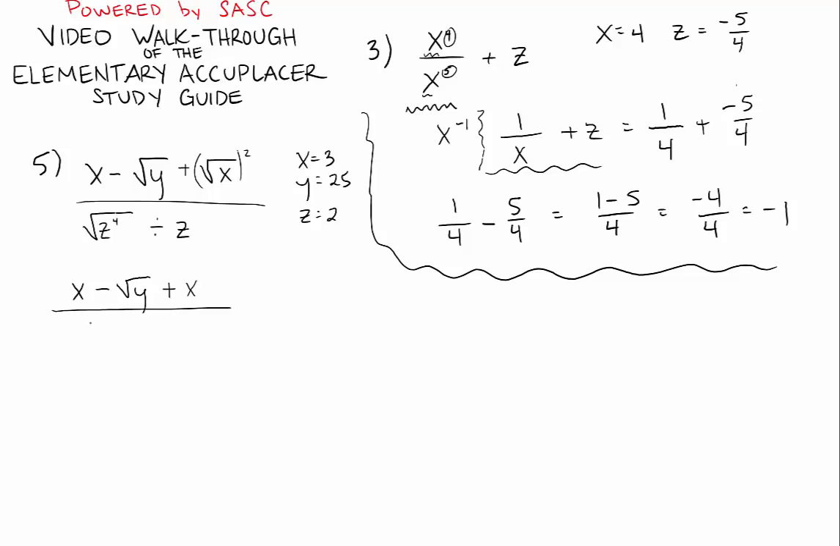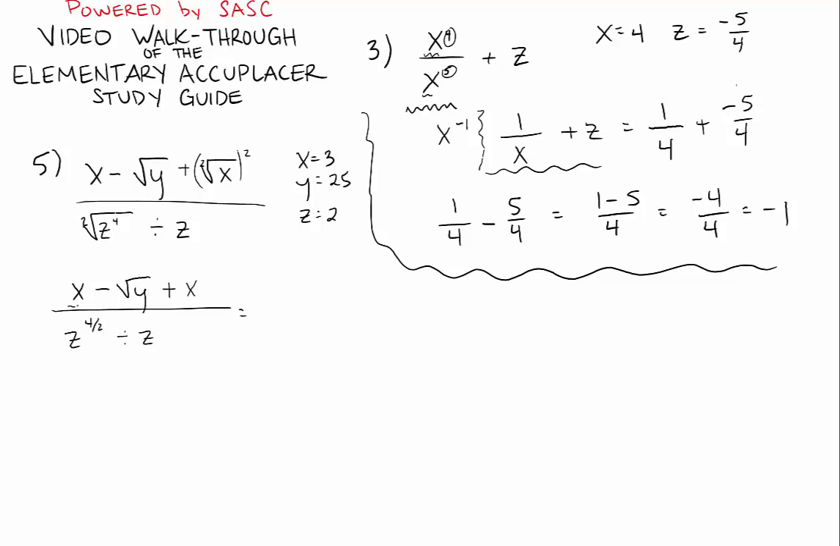Divided by the square root of z to the 4th. And since there's a 2 right there, and again there was a 2 right there, which is why we said it was 2 over 2, this would become z to the 4 over 2 divided by z. All right, and now I'm going to reduce that even further.